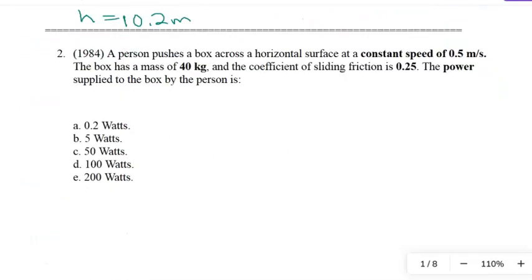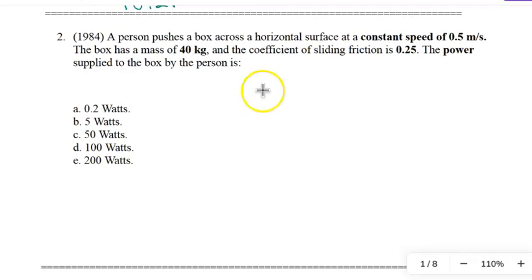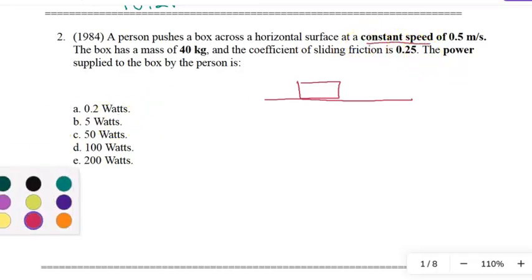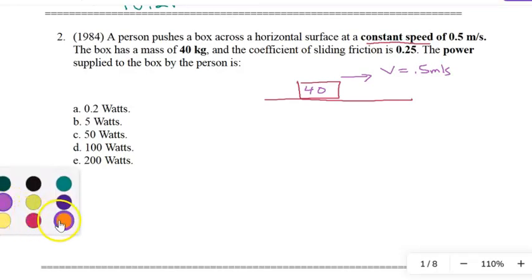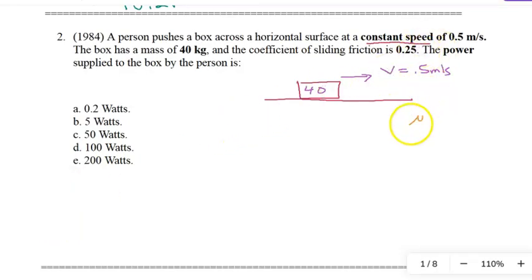All right, moving on to question 2. It's a little bit tricky. Person pushes a box across a horizontal surface at a constant speed of 0.5 meter per second. So the box has a mass of 40 kilograms, and the coefficient of sliding friction is 0.25. The power supplied to the box by the person.